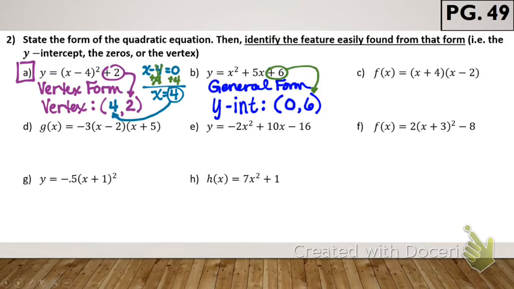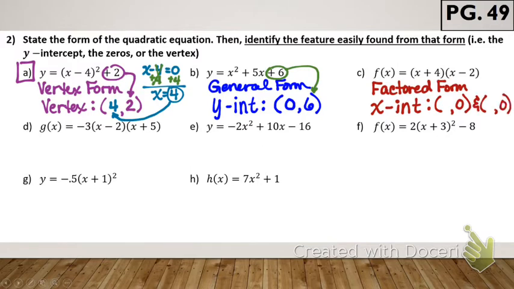What form has C been written in? That is factored form. Let's find the x-intercepts. How many x-intercepts am I going to get from this? 2. I know that the second number in an x-intercept is always a 0, but I don't know what the first number is. How do I find the first number?